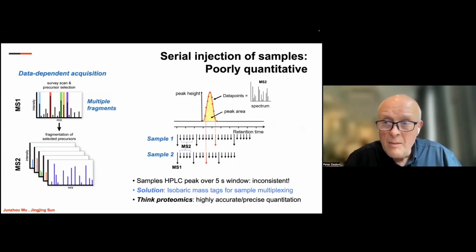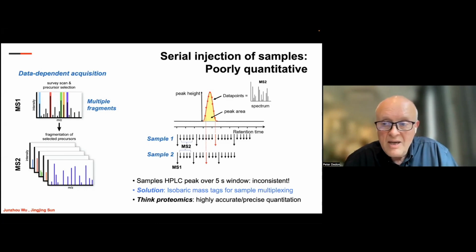But first, there are problems here. Shenglong has pointed out some problems. Things like data-dependent acquisition are fuzzy. They're poorly quantitative because you're selecting things at specific times and you're sampling. What happens if you sample a big peak at the beginning or the end of the peak and you miss the middle? So you can't just simply squirt a sample in and then come back and squirt another sample in and expect to get quantitative precision and accuracy.